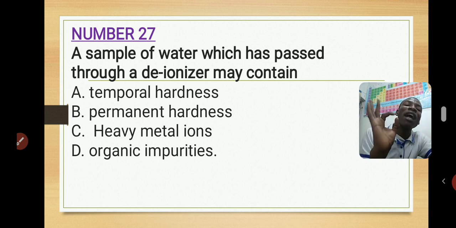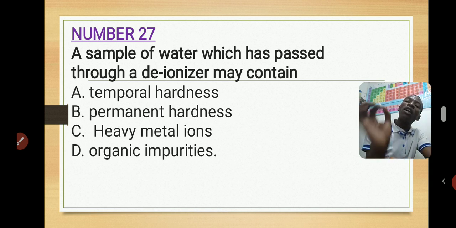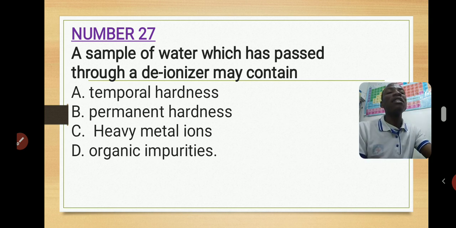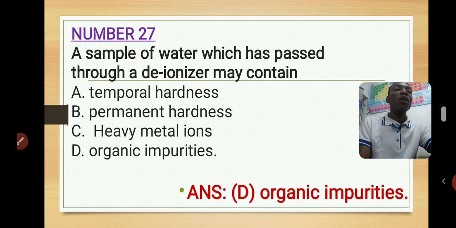But because organic impurities do not contain ions, they are covalent compounds, organic compounds most times. So organic compounds are covalent most times. So they don't contain ions, so they will not be affected too much by the ion exchange resin. So even if you pass water through an ion exchange resin, you are sure that there's no unwanted ion present anymore, but impurities that are organic in nature might still be present. So our answer there is option D, organic impurities.